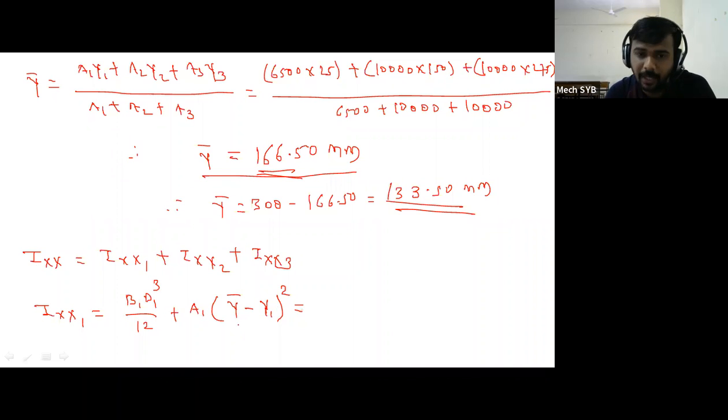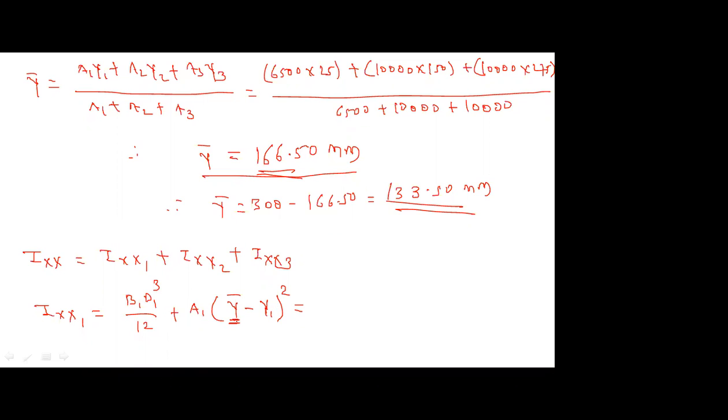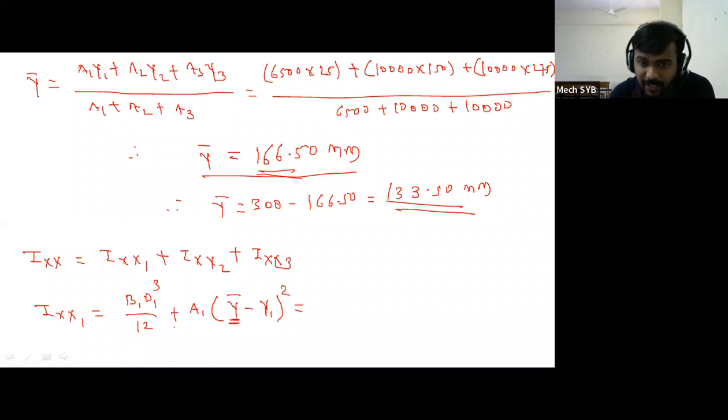bracket square. Now here y bar minus y1, which y bar we have to consider, whether y bar which is present above neutral axis or y bar which is present below neutral axis? Below neutral axis, because this y1 distance we have taken from the bottom side. If y1 is taken from the bottom reference line, then this y bar also has to be taken from the bottom reference line.